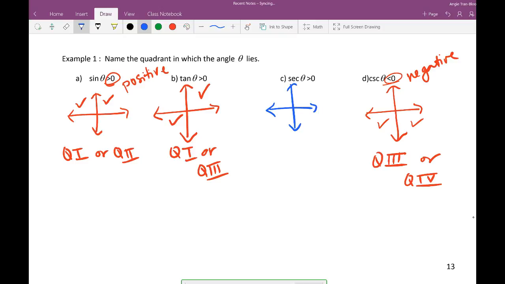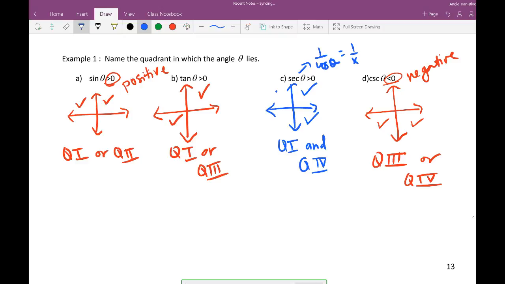Brandon said secant is positive in 1, oops, this is 1 and 4. Is Brandon right? Yes. Guys, secant is the same as which variable? X, right? Because 1 over x, would you agree? Secant, class, is 1 over cosine of theta, which is really 1 over x. So yes, you can totally use x. Very good, Brandon. Comments or questions on example 1?